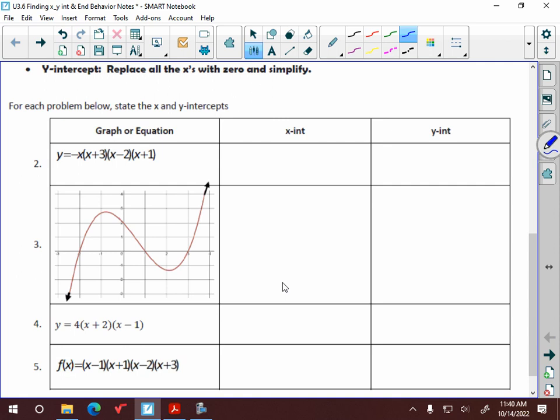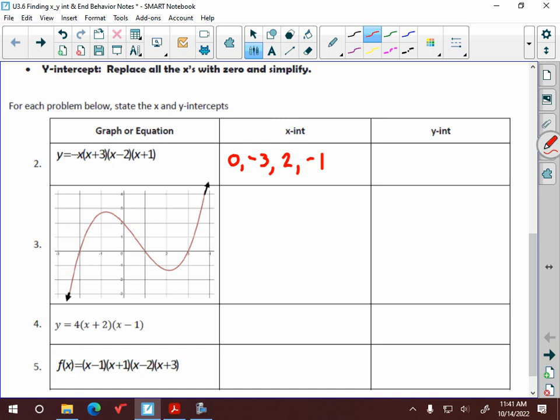So on number 2, the polynomial is already factored, and so we can take each of the factors and set them equal to 0 to get the x-intercepts. For -x, that's going to give us an x-intercept of 0. For x plus 3, it's going to be -3. For x minus 2, it's +2. And for x plus 1, it's -1. Again, we could take each of those factors, set them equal to 0, and solve for x. And these are the x-intercepts that we would get.